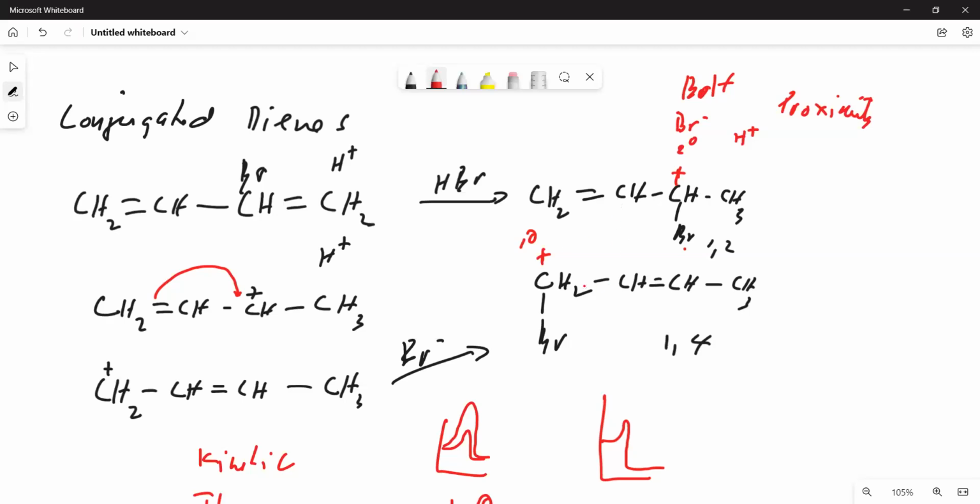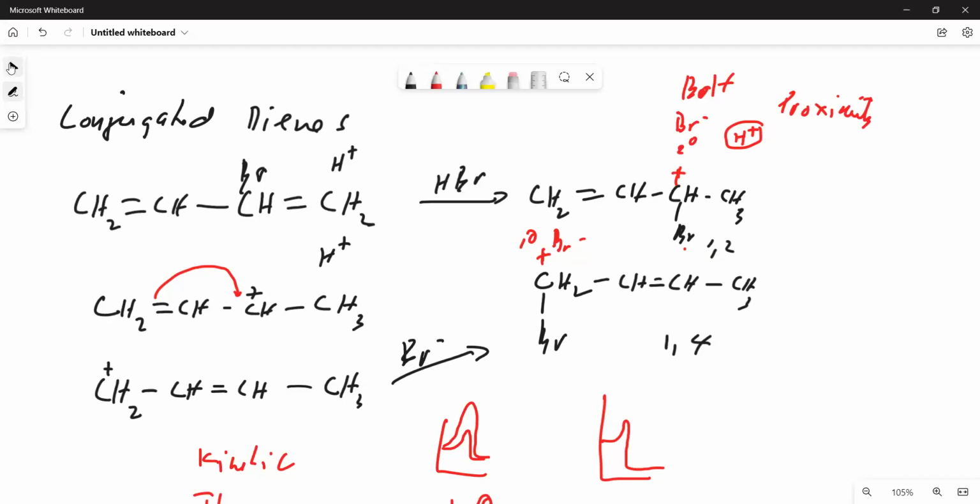Whereas here, for the 1,4, the Br has to position here, which is quite far from the electrophile. So that's why most likely the Br minus will easily attack carbon number 2 rather than carbon number 4, because it is very close to the H plus. That is what you mean by proximity effect. Okay.